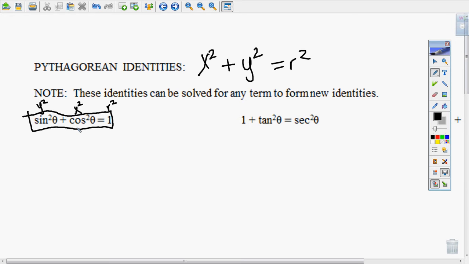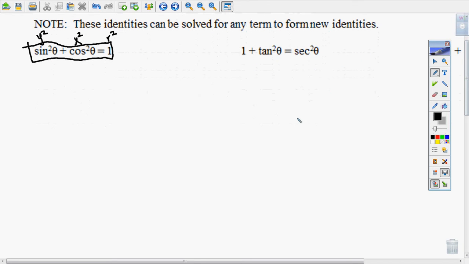So from here, I can manipulate it to form new identities. When I'm forming those new identities, I'm just saying, what can I solve for next? What can I get by itself? So if I wanted to get sine squared theta by itself, what would I need to move? The cosine. And how do I move a positive cosine? You subtract it. So sine squared theta equals 1 minus cosine squared theta.